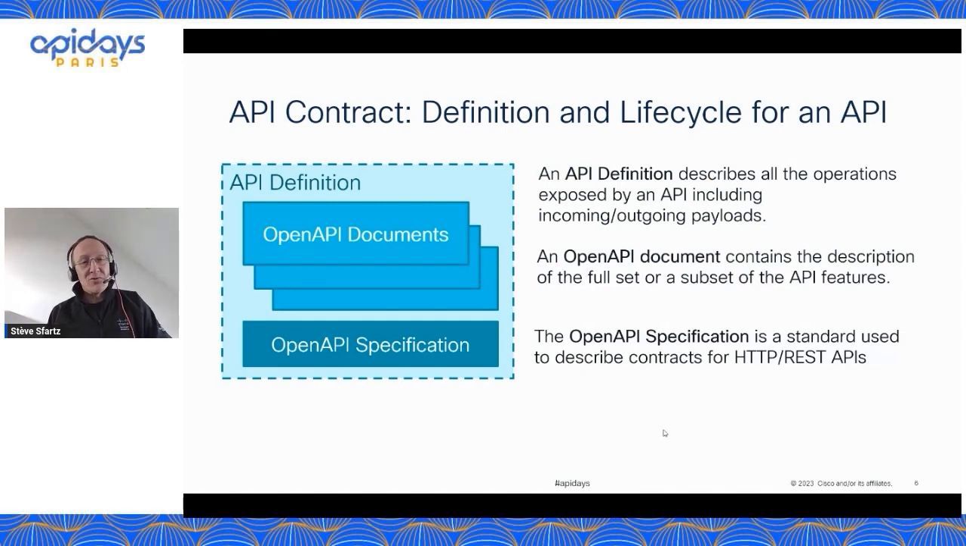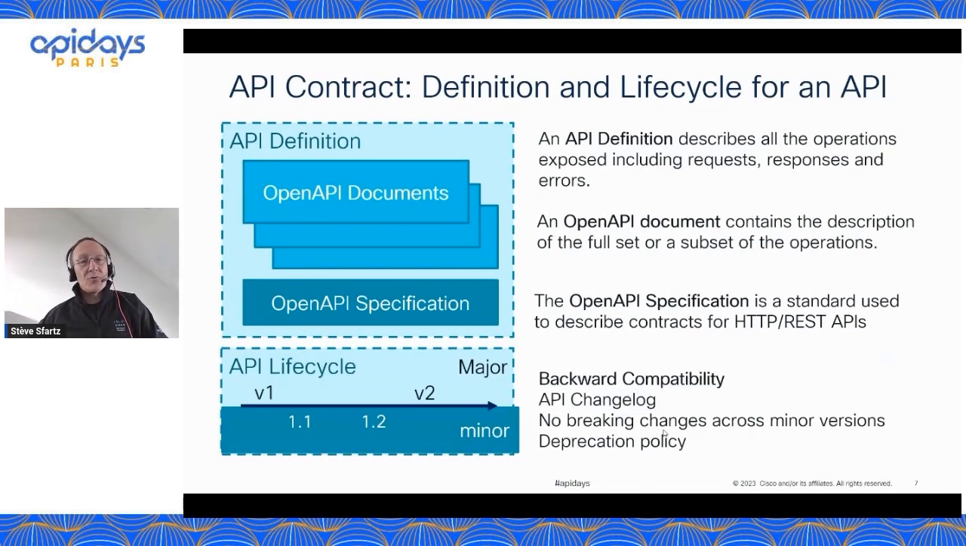But imagine you do another style of API, then in this case, you may need a different specification, whether it's AsyncAPI, GraphQL, protobuf. Okay, so you have all these sets of documents that define your API.